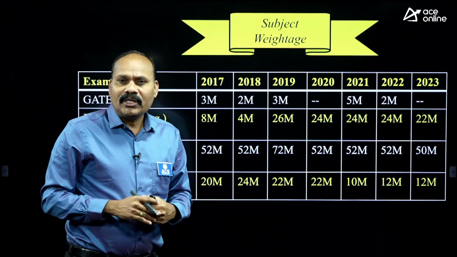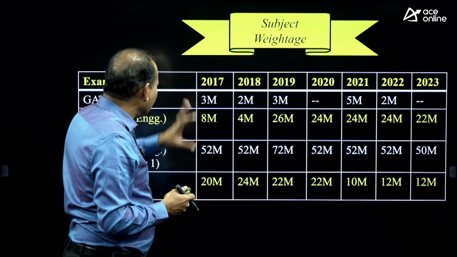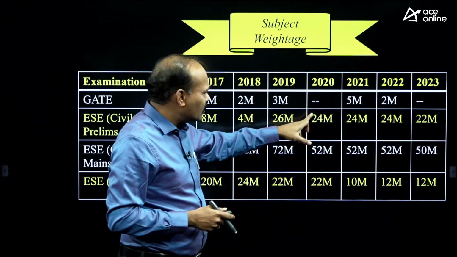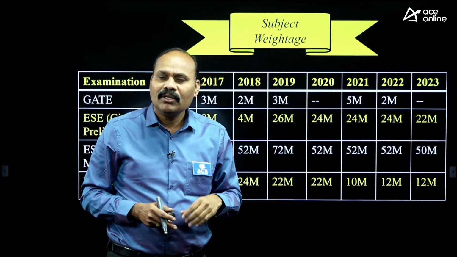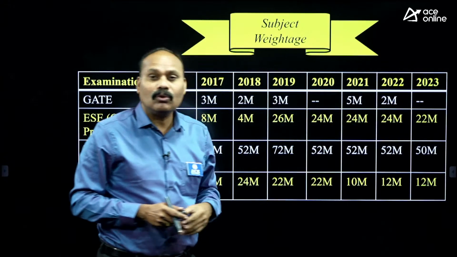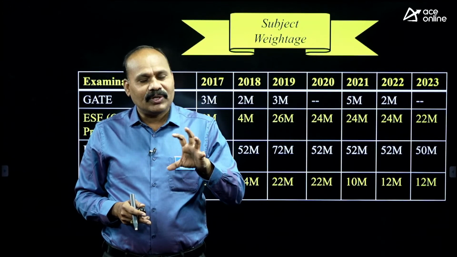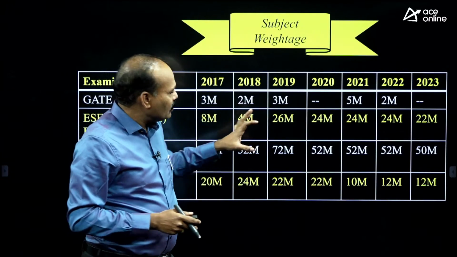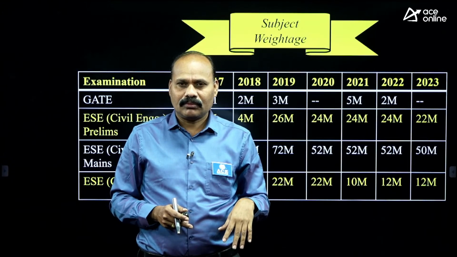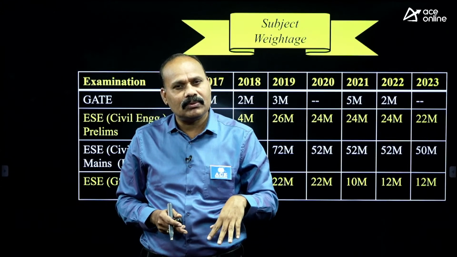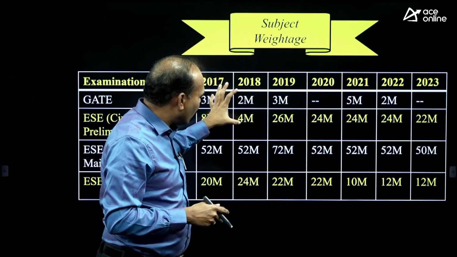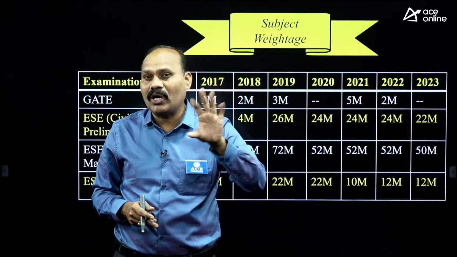Before getting into the details, just let us have the weightage. From the GATE point of view, 3 marks, 2 marks, 3 marks. In 2020, there was no question from this particular subject. In 2023 also, there were no questions. So what do you understand now? From the GATE point of view, uncertainty is there. I don't want to misguide you. I don't want to give some wrong directions. I'm trying my level best to present only the true data.